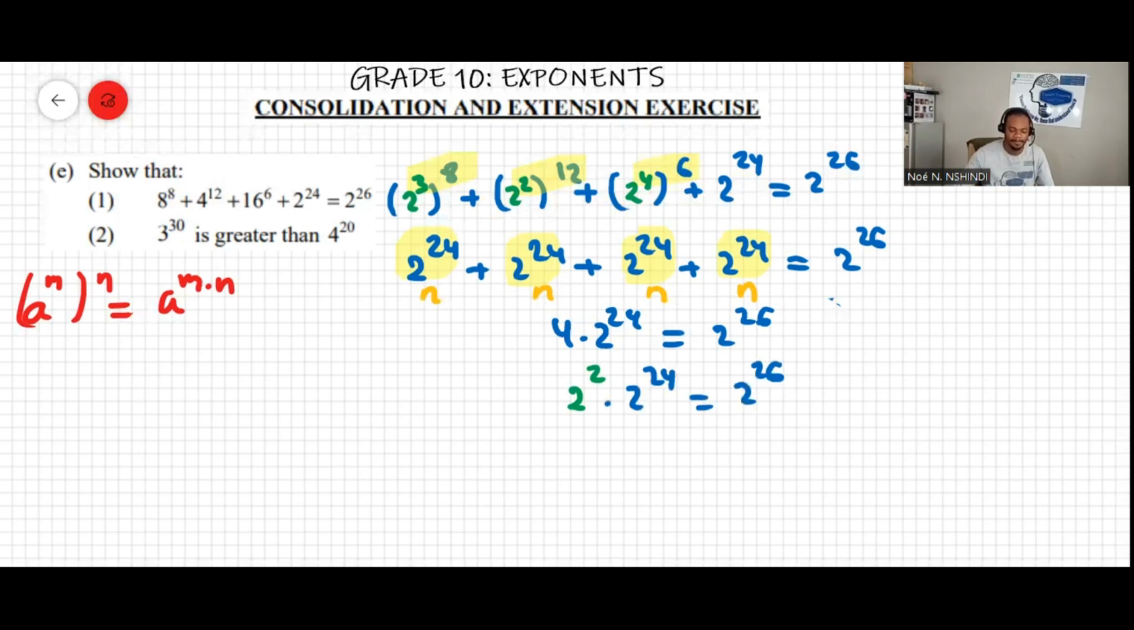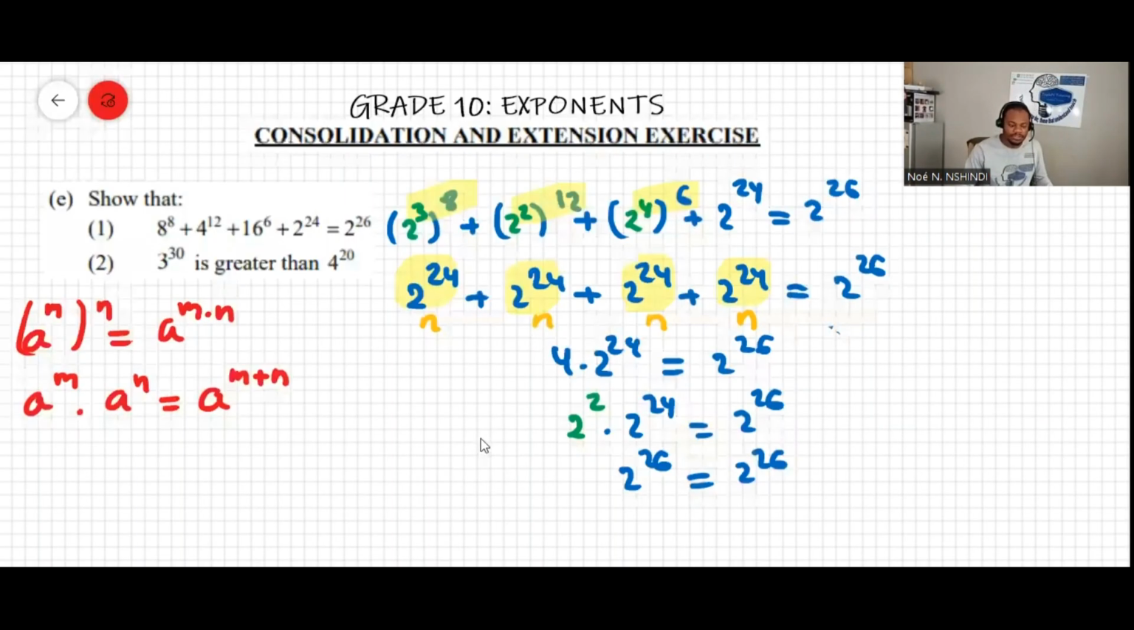Another property says that a to the m multiplied by a to the n equals a to the m plus n. So when there are the same bases, we're going to add the exponents. So it makes 2 to the 26 equals 2 to the 26. And then the left hand side is equal to the right hand side.